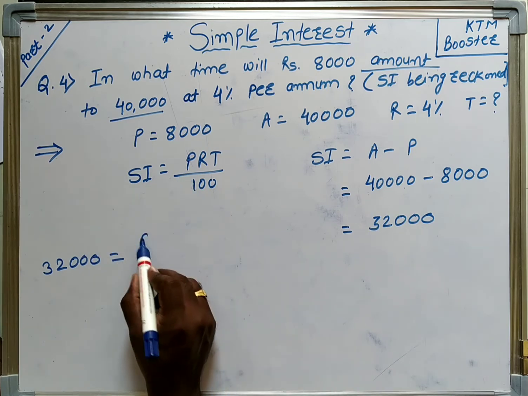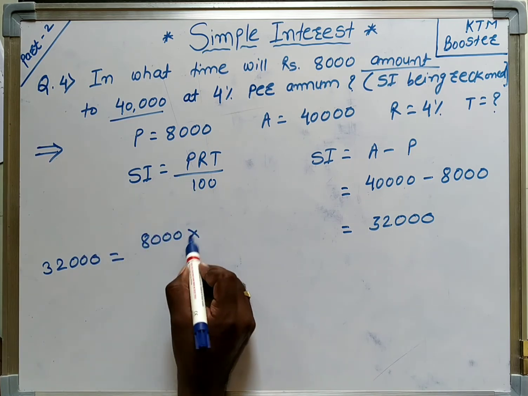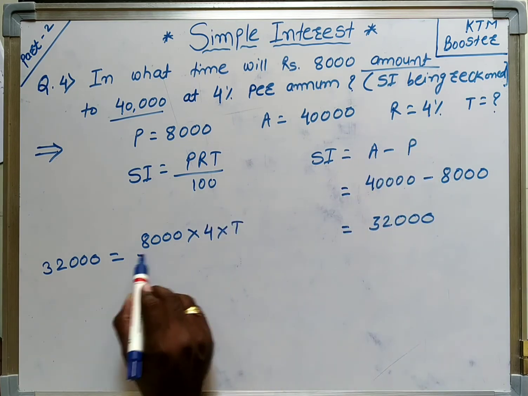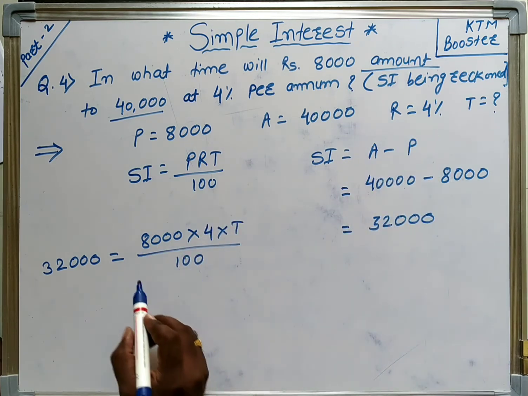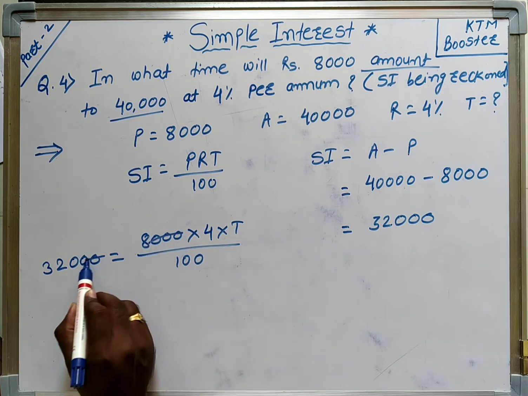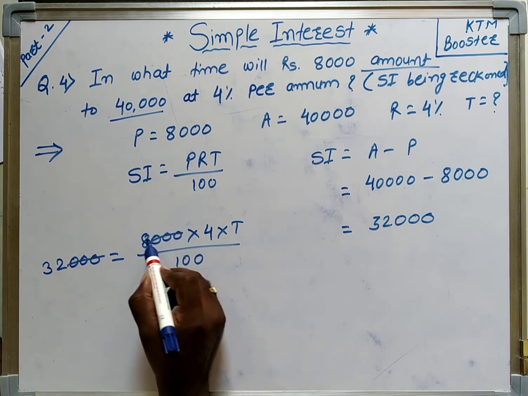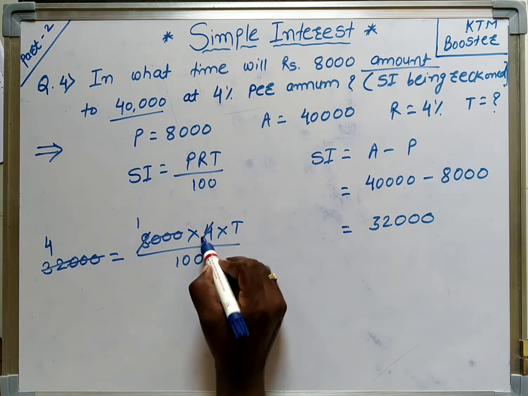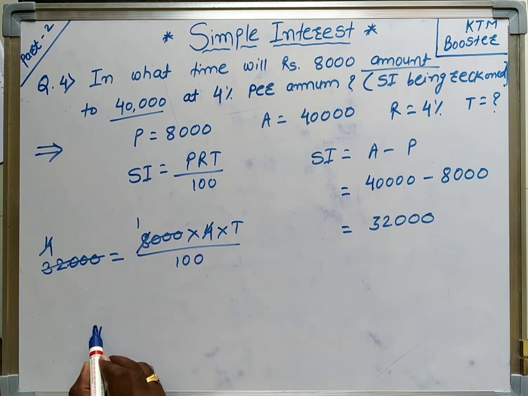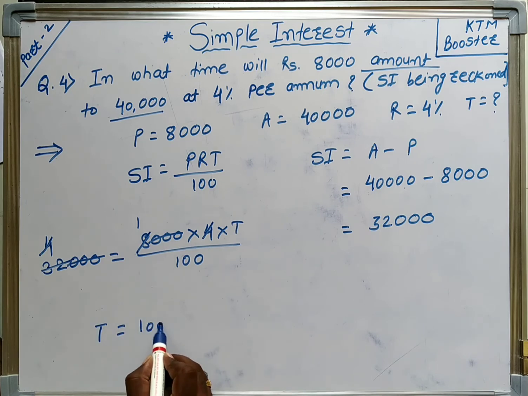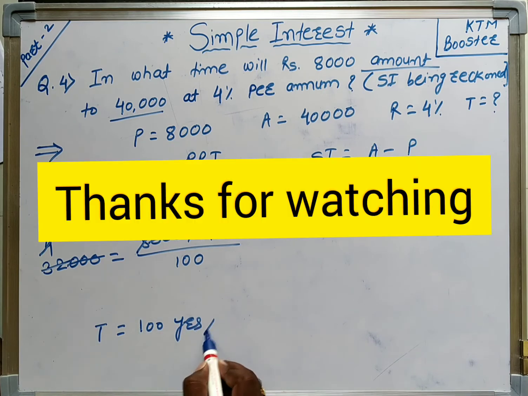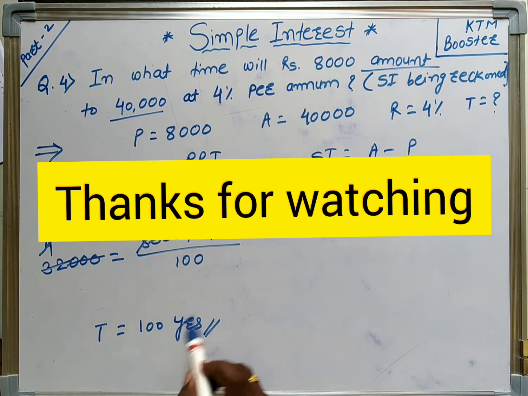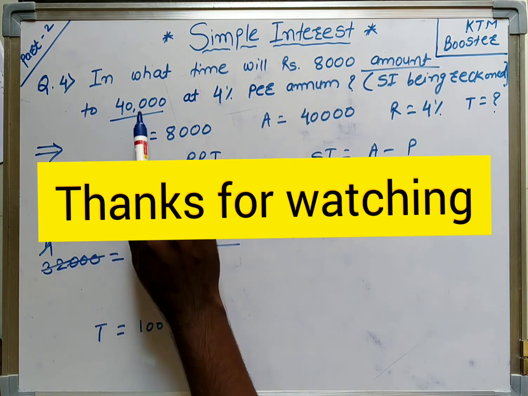What is P? That is 8,000 multiplied by R. R is 4, and T we have to calculate, divided by 100. This 80 and this 80 will be cancelled. 8 ones are 8, 8 fours are 32, right? This 4 and this 4 will be cancelled. So T is equal to 100 years. This will be our answer, right? So in 100 years, the amount 8,000 will become 40,000 at 4% per annum.